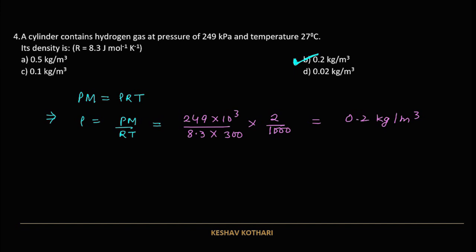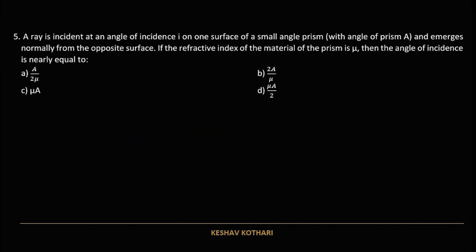Let us deal with the next problem. A ray is incident at an angle of incidence i on one surface of a small angle prism and emerges normally from the opposite surface. If the refractive index of the material of the prism is mu, then the angle of incidence is nearly equal to. So if I draw a quick diagram, the prism is somewhat like this, having angle of prism A. There will be a certain angle of incidence followed by an angle of emergence.